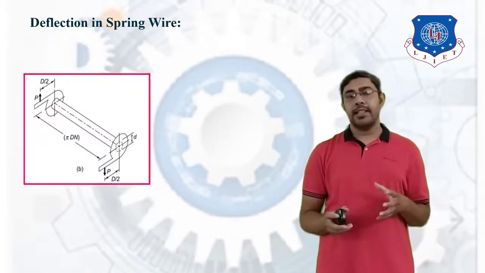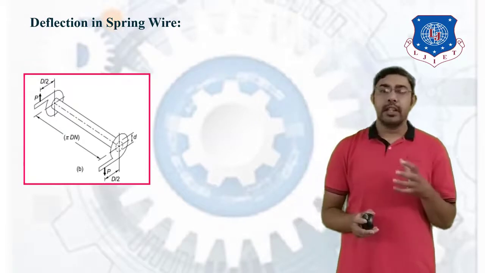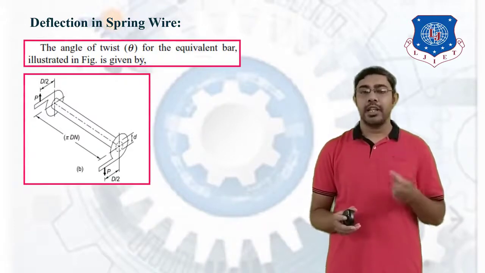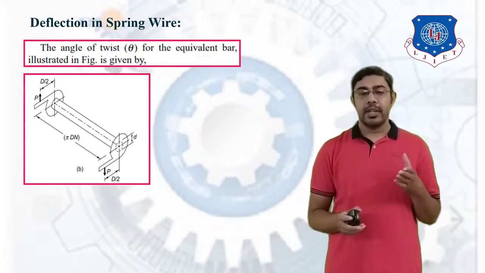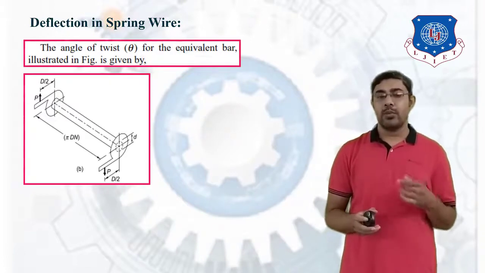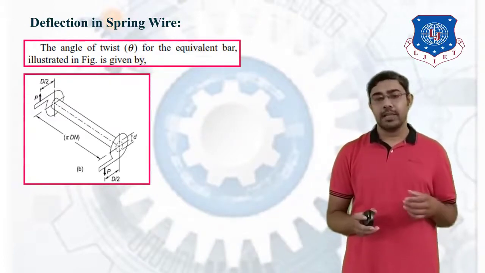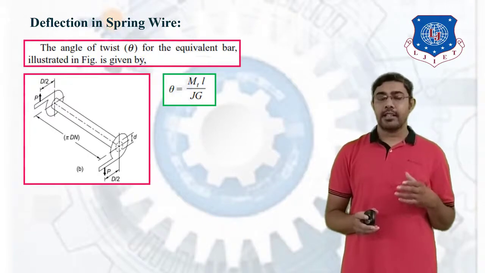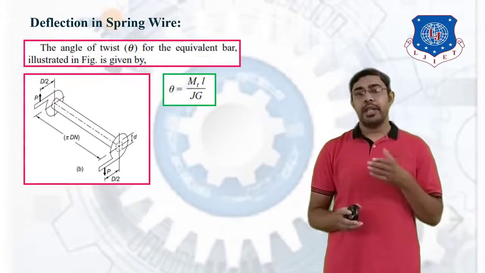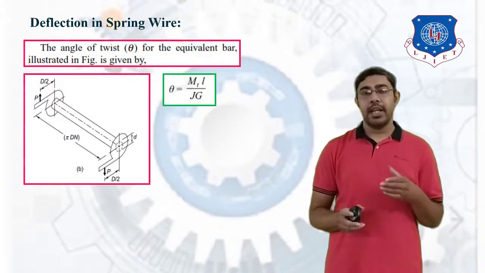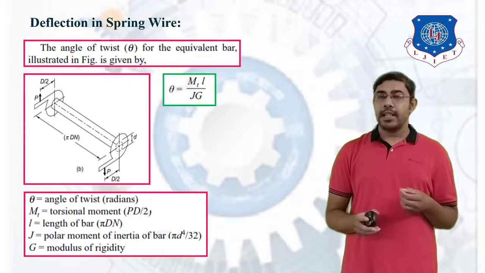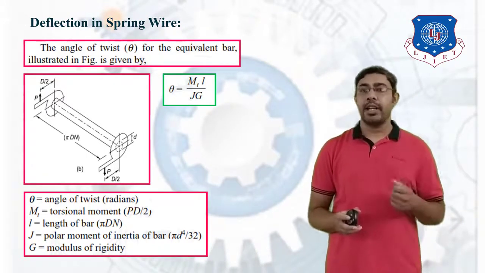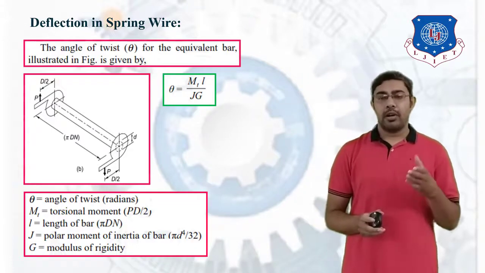Now deflections in spring wire. To calculate the deflections in spring wires, consider the unbent spring here as shown in the figure. It has a length pi D, and force P is applied at distance capital D by 2. The angle of twist theta for the given condition is, as we know, theta is equal to Mt into L divided by J into G. Here theta is the angle of twist in radians, Mt is the torsional moment, that is PD divided by 2, and L is the length of bar.